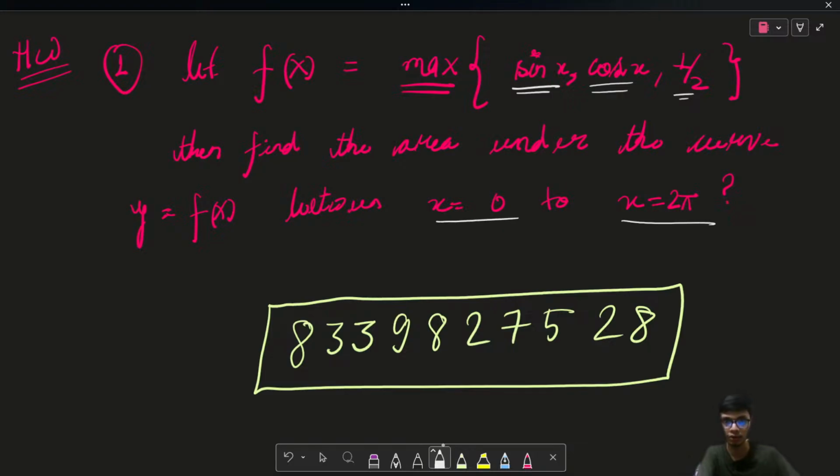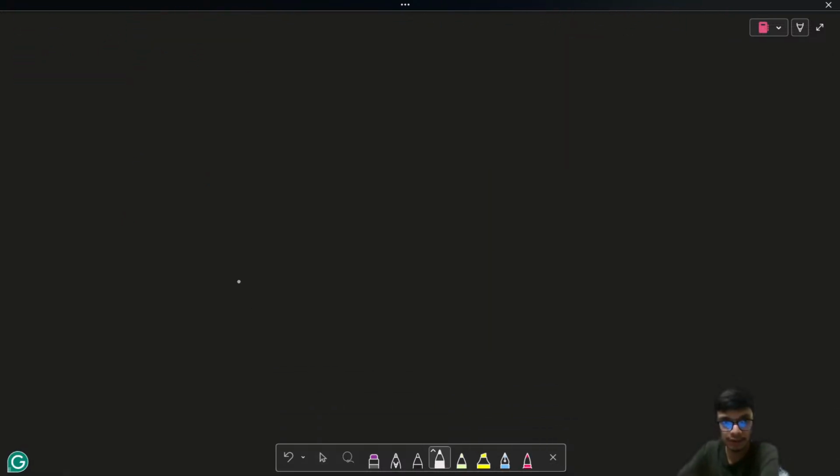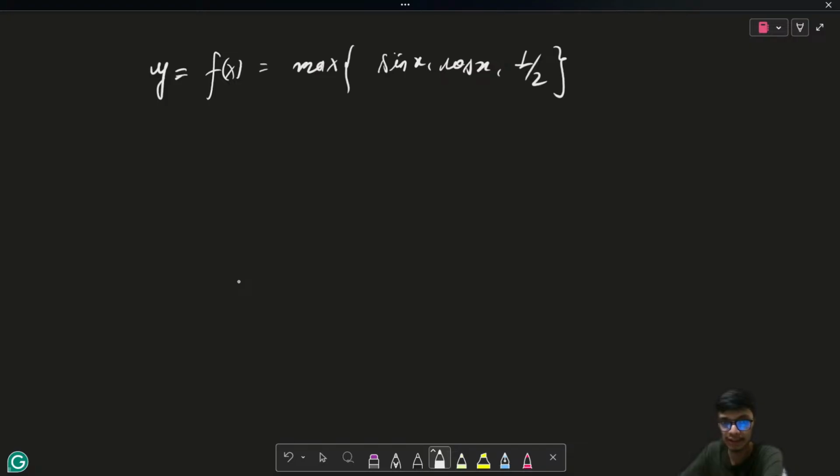So if I try to see the solution for this question, y is equal to f of x, which is given as the maximum of sin x, cos x, and half, right? So out of these three functions, we have to find which will be the maximum and in which interval. That will help me to draw the curve of this particular function, right? So let me try to draw the curve.